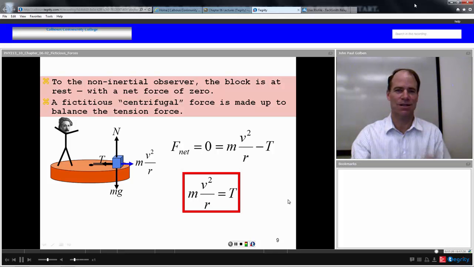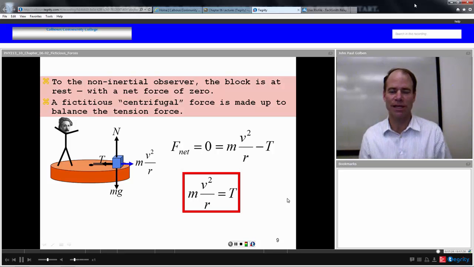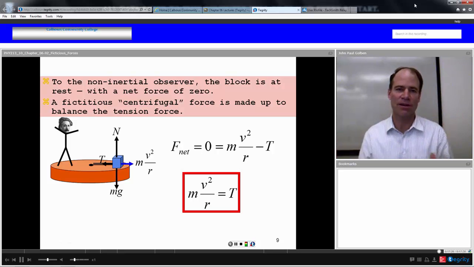So that's a short explanation on fictitious forces and why we need them, because we have non-inertial frames of reference. And if we want to use Newton's wonderful laws of motion, then we have to make up these forces in order to balance things so that we can still use Newton's laws.